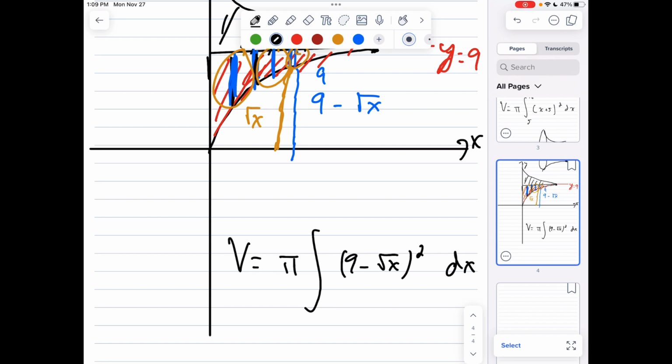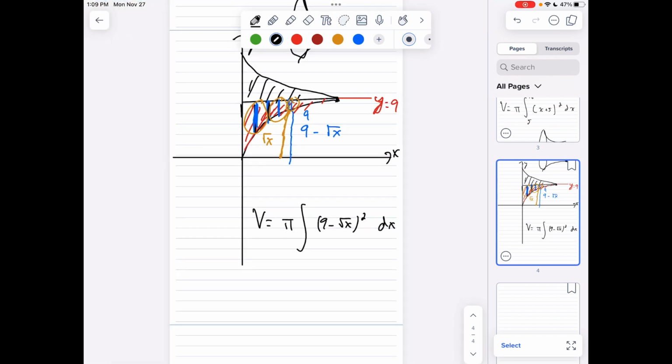And then your next question is going to be, from where to where? It's going to go from 0, that's where we start, and all the way to where 9 and the square root of x meet each other. And that would be at 81. Okay? And I'll let you work on that.